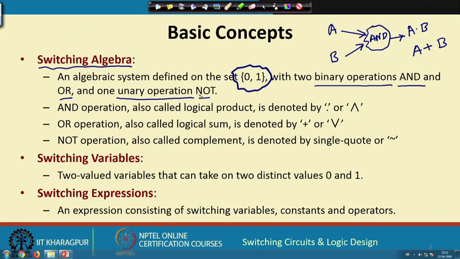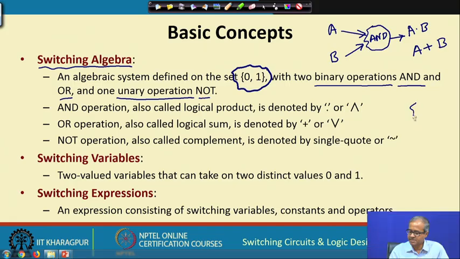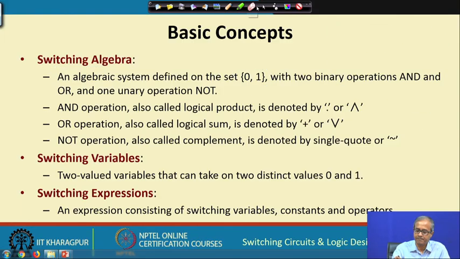But you think of a NOT. In case of NOT, there is a single input, right? NOT takes a single input A and it generates as output NOT of A. So, there is a single input which is called unary. Unary means 1, there is a single input.